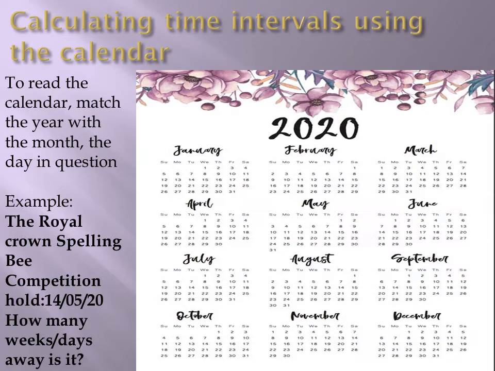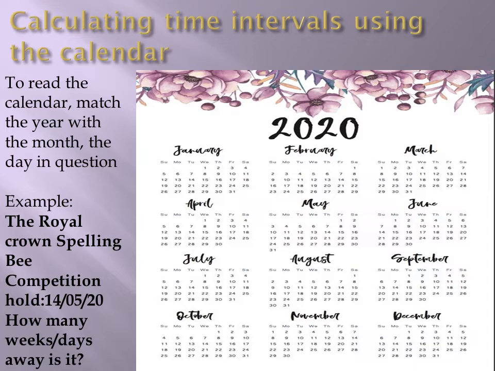Now we'll have a little bit of a different question here. Remember, of course, to read the calendar, match the date, the year with the month and with the day in question. Now let's have another example. The Royal Crown Spelling Bee competition holds on 14/5/20. What does that mean? The day is the 14th, the month is the 5th month, and the year is 2020.